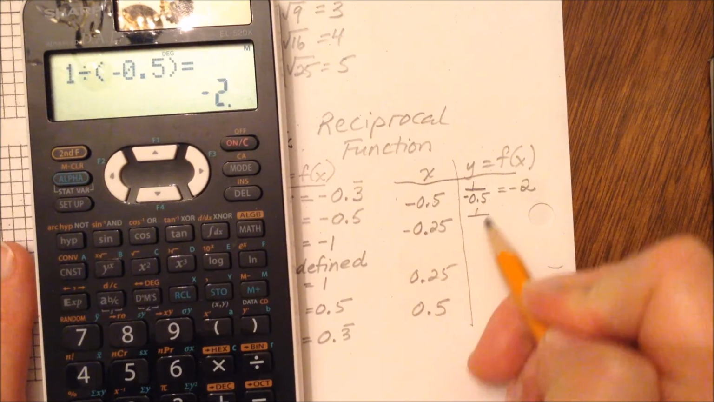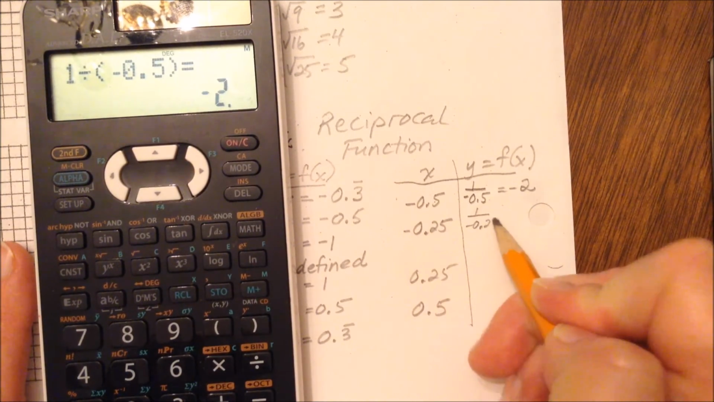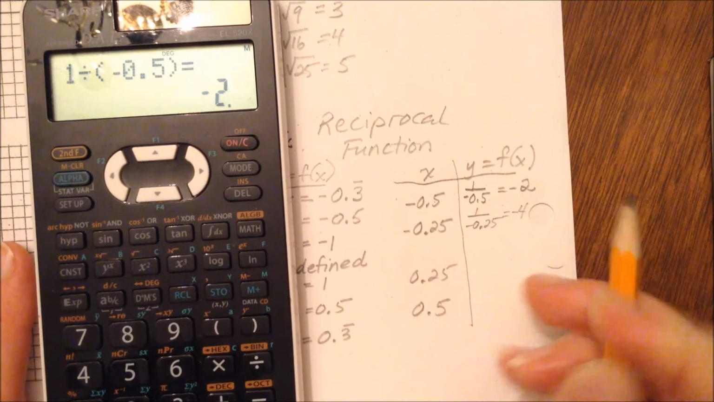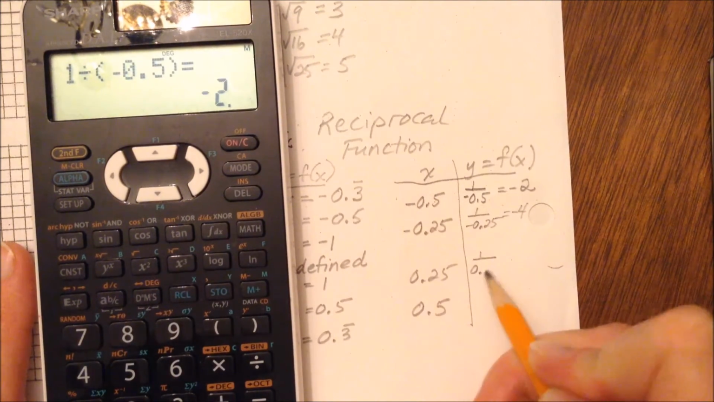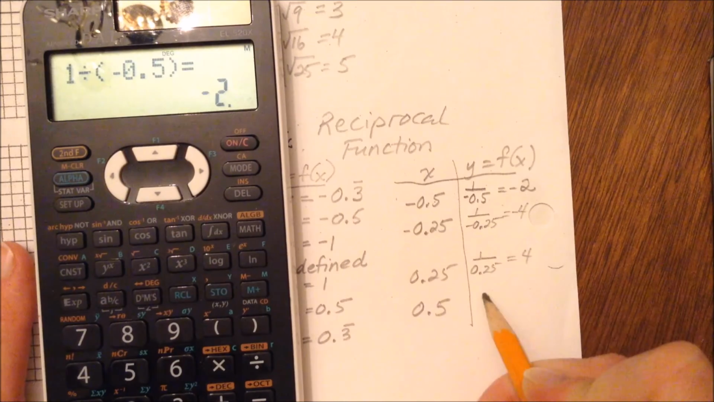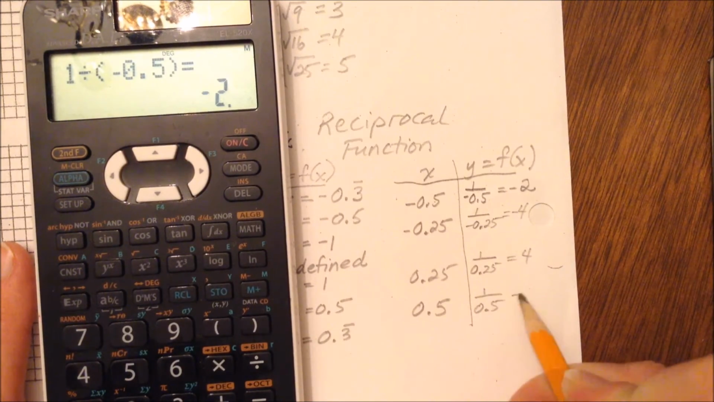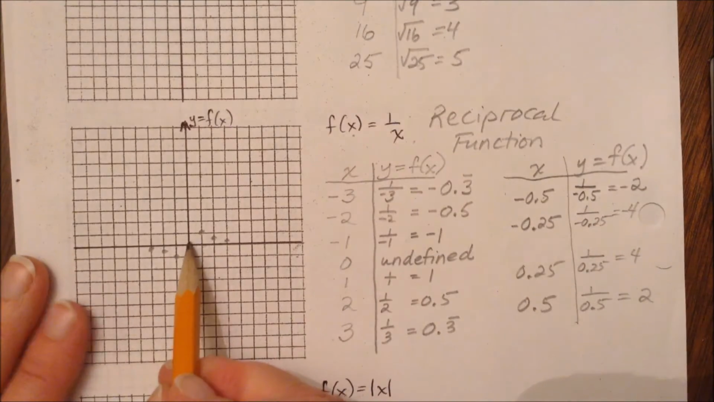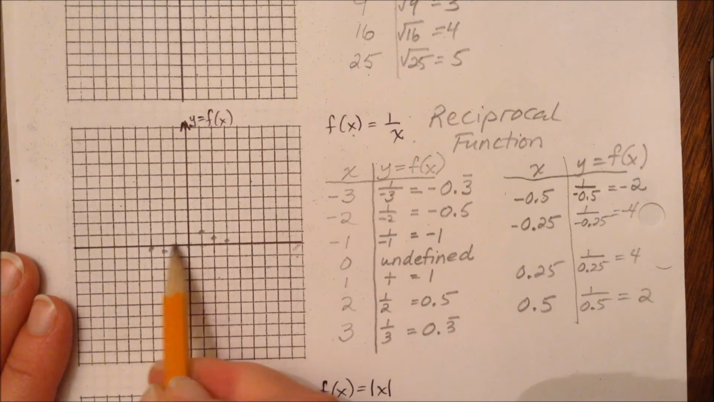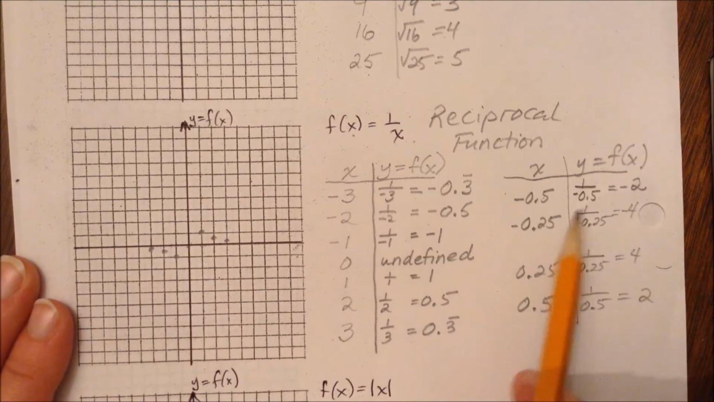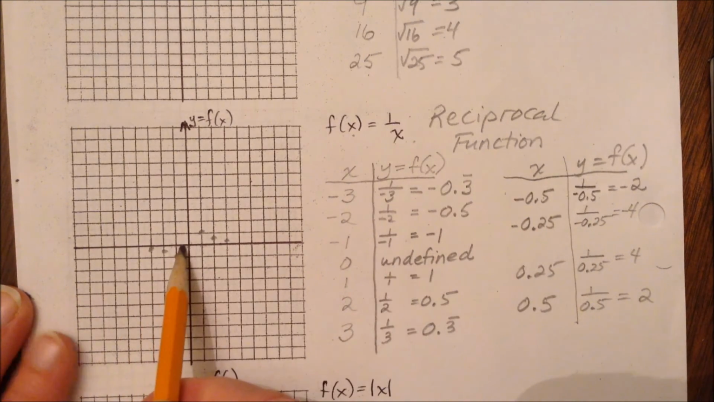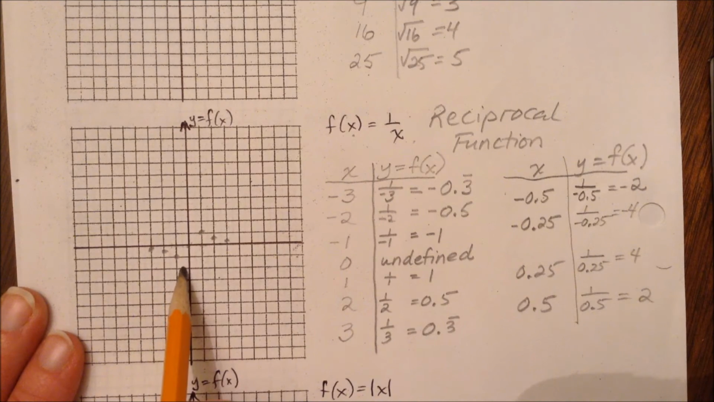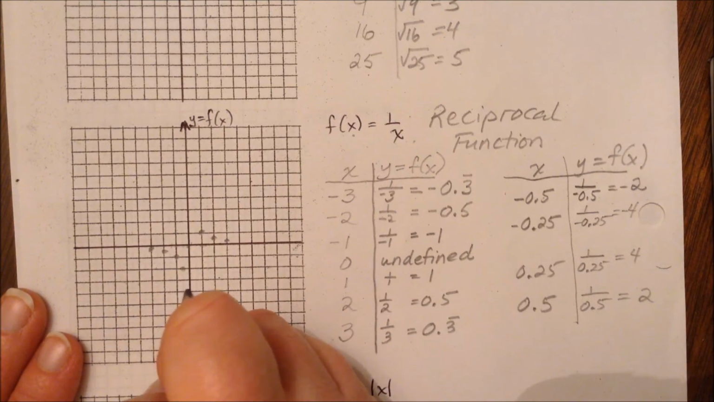1 divided by -0.25 is -4. 1 divided by 0.25 is 4. 1 divided by 0.5 is 2. So that takes care of the values between 0 and 1 and between -1 and 0. So what do those look like? So at -0.5, the result is -2. At -0.25, which is even closer to the y-axis, the result is -4.